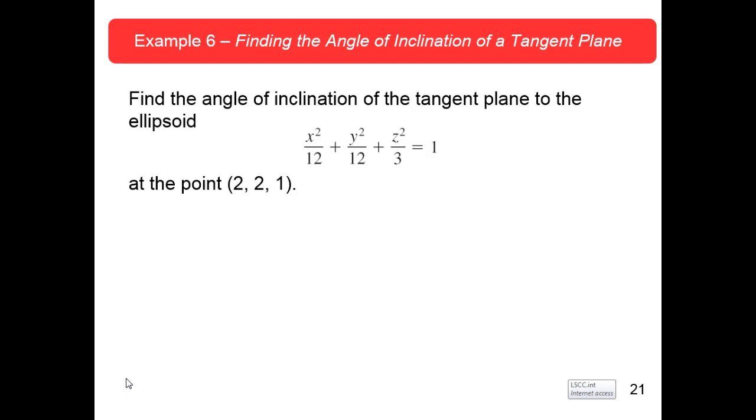They say the tangent plane to this point. Well, let's make sure that point's on there. 2 squared is 4 over 12 plus 4 over 12. So that's 1/3 plus 1/3 plus 1/3. Sure enough is 1. So yeah, that point is on that surface. Okay? So find the angle of inclination of the tangent plane to that surface, that ellipsoid, at the point 2, 2, 1. Well, the normal vector is going to be in the same direction as what?